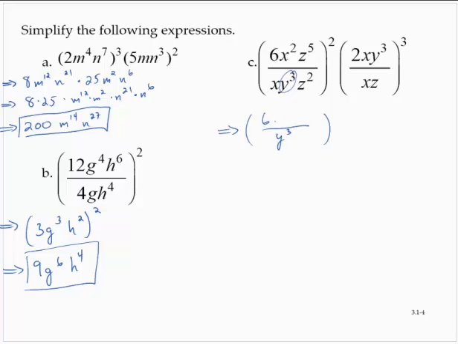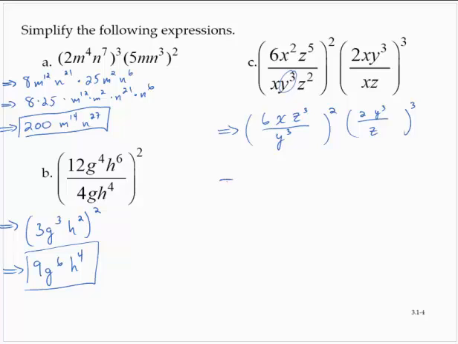I would have a 6, I would have an x, and z to the fifth over z to the second is z to the third in the numerator, and that's all squared. In the second factor, that's being raised to the third power, I have a 2, the x's reduce out, and I'd have a y to the third over z.